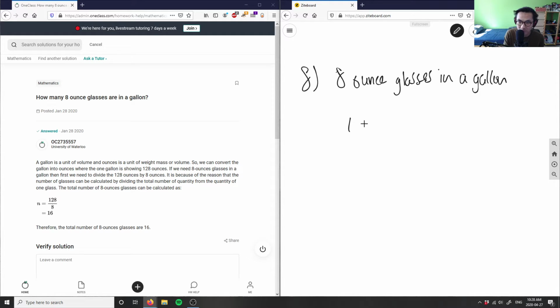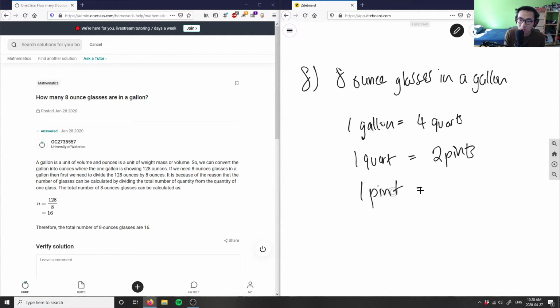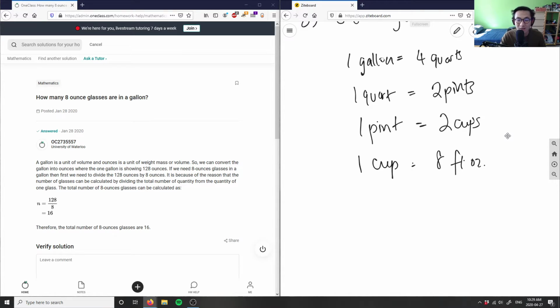So we have 1 gallon here equals 4 quarts. 1 quart equals 2 pints. 1 pint here equals 2 cups. And then 1 cup equals 8 fluid ounces, right? So we're talking about how many fluid ounces in 1 gallon, right? So we're going to have to use this concept of dimensional analysis in order to figure this question out.